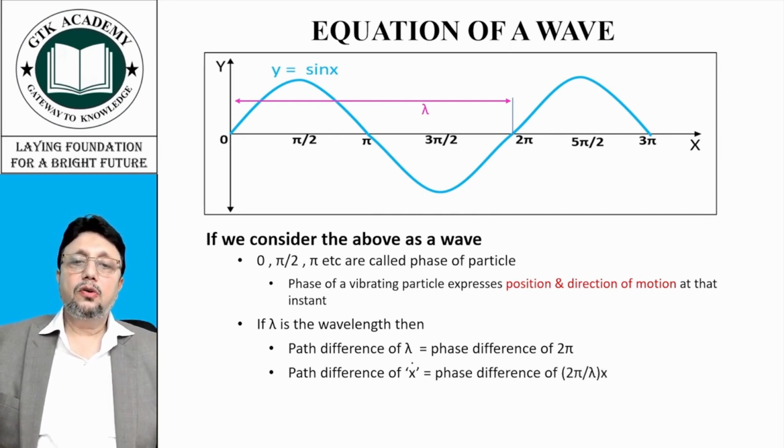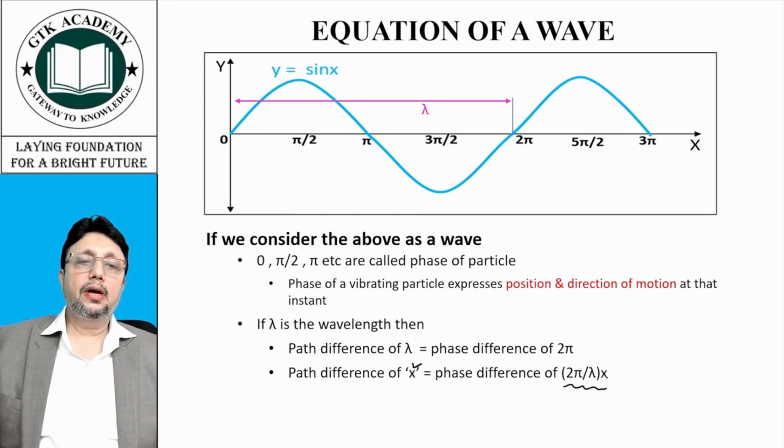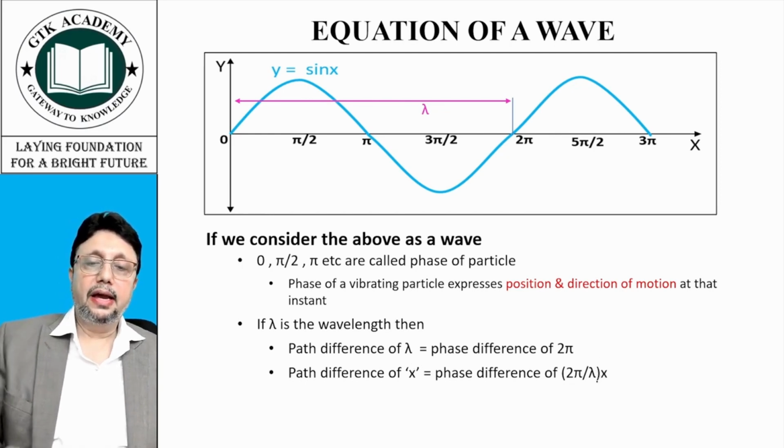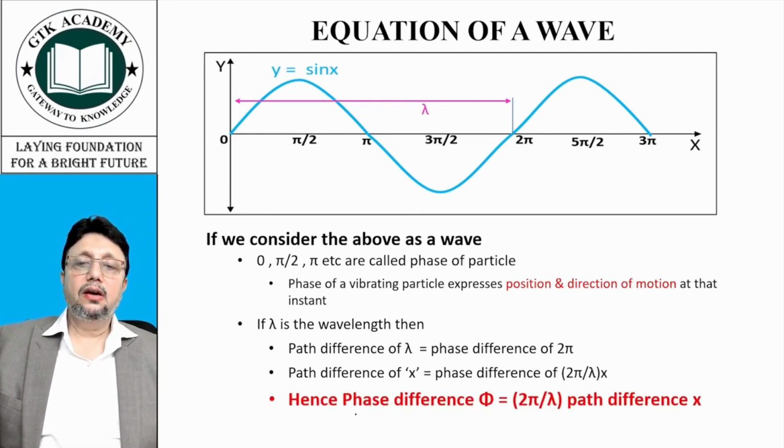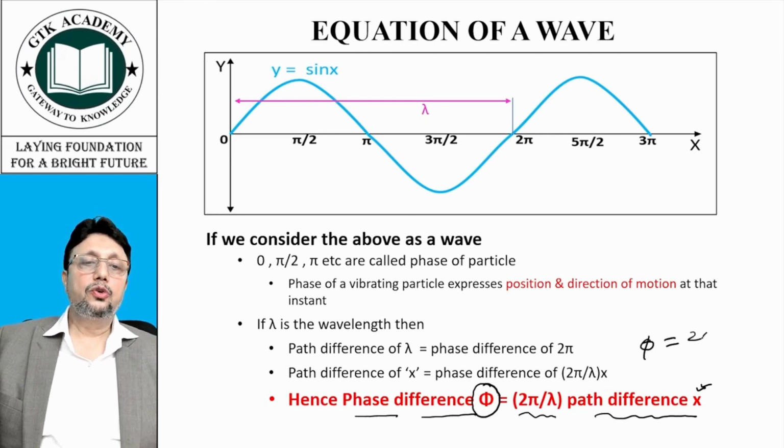Path difference of x will lead to a phase difference of 2 pi upon lambda into x. Hence we write phase difference is equal to 2 pi upon lambda into path difference. If you have a path difference of x, which means there is going to be a phase difference of phi, where phi is equal to 2 pi upon lambda into x.